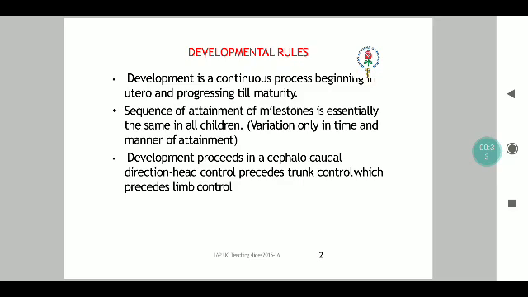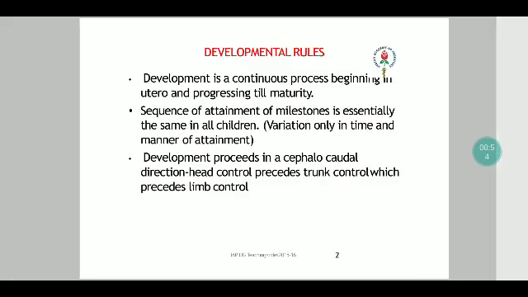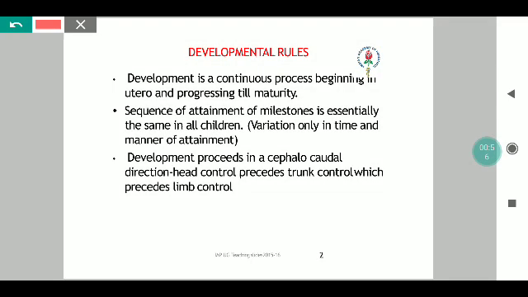Coming to the developmental rules, we know that development is a continuous process which begins in utero and progresses until maturity. The sequence of attaining all milestones is effectively the same in all children. It only varies with regard to the time and the manner of attainment. And all development proceeds in a cephalocaudal direction, where head control precedes trunk control, preceding limb control. So these are the three fundamental rules which remain the same. Development is continuous, the sequence is the same, and it progresses cephalocaudally.